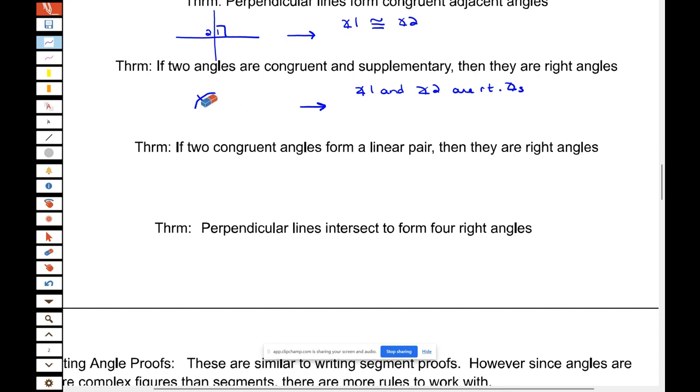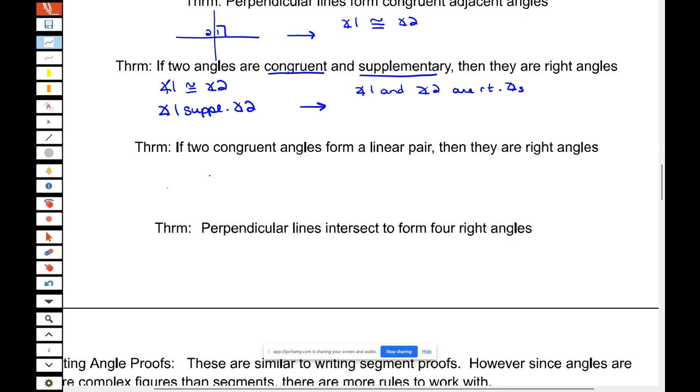Okay, so maybe this one I'll make a little different. Let's say angle 1's congruent to angle 2, because it doesn't say they're in a linear pair here. It says it in the next one. So congruent to angle 2, angle 1 supplements angle 2. Okay, then you would say they're right angles. So that would be fine.